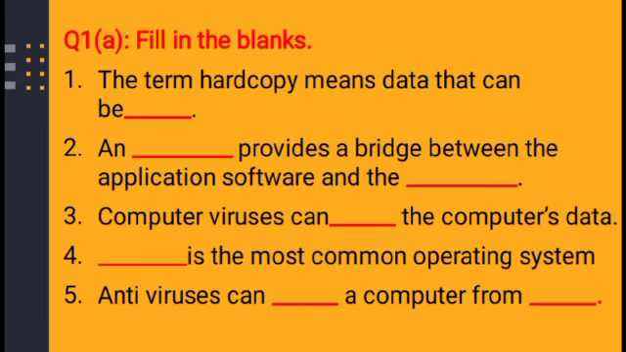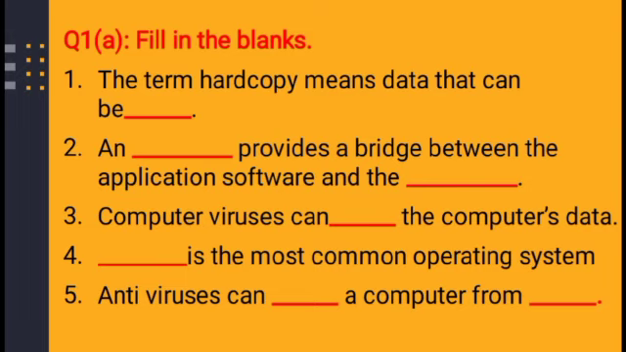Question 1. Part A. Fill in the blanks. Number 1. The term hard copy means data that can be dash full stop. Number 2. And dash provides a bridge between the application software and the dash. Number 3. Computer viruses can dash the computer's data. Number 4. Dash is the most common operating system.